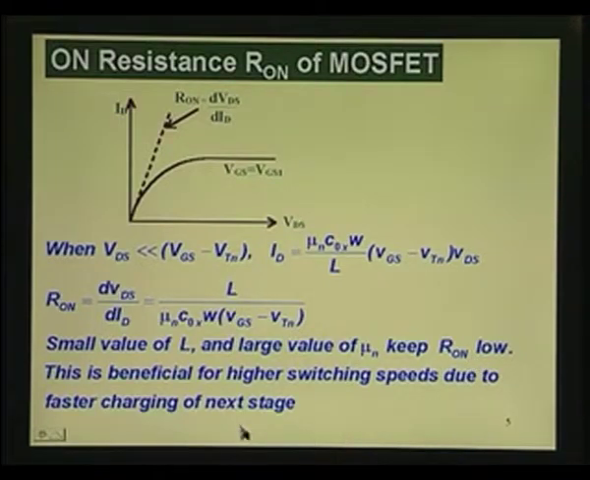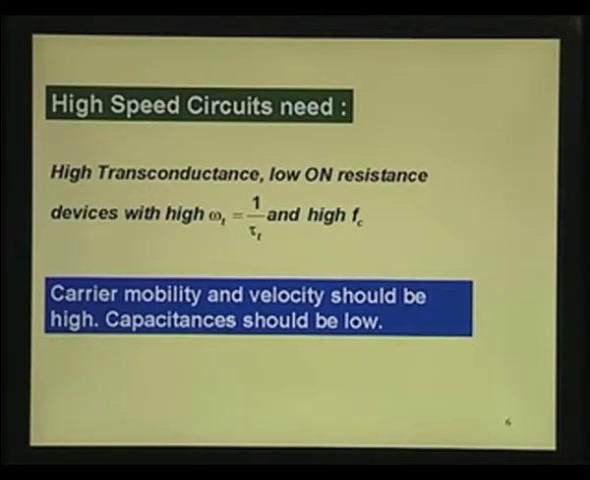So, you can get higher cutoff frequencies and also higher switching speeds, because when R is small, the charging time is small, faster charging. That is about the on resistance. So, the high speed circuits ultimately need devices with high transconductance, low on resistance, and of course, high transit frequency omega t and high cutoff frequency.